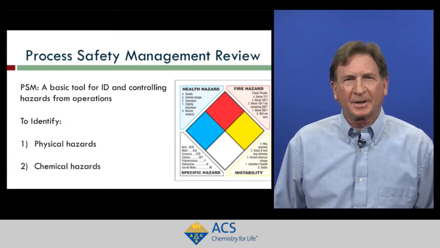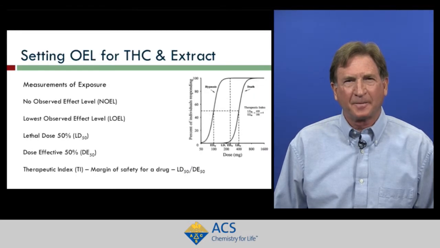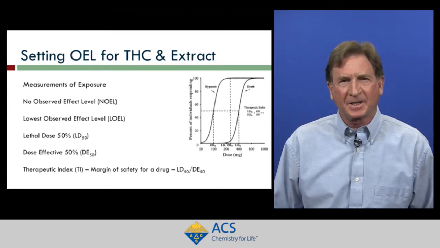When we conduct process safety management reviews, we're using it as a tool to identify physical hazards and chemical hazards and other hazards of the operation. We also want to identify or create occupational exposure limits for materials. In this particular case, the chemical is THC that we're interested in and the extract.